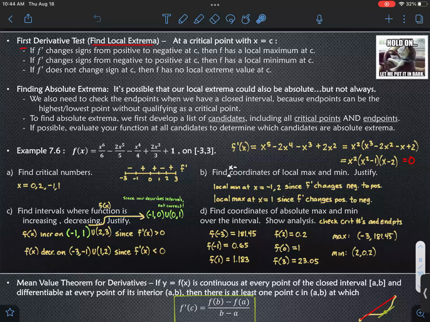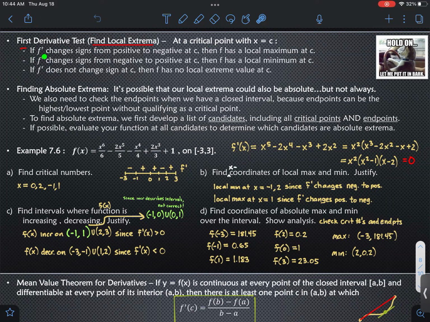Okay, this is a continuation. We're on lesson 7, the last couple of slides of the Extrema notes. Here we have a reminder of the first derivative test, which is used to find local extrema at a critical point. Here are the rules.